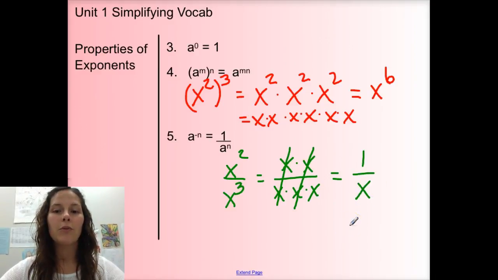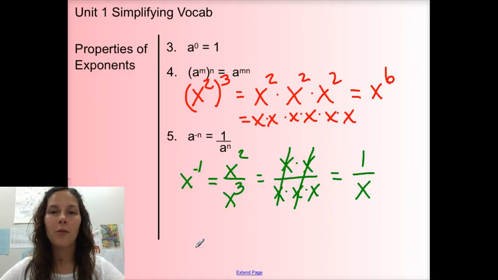Another way to think about this rule is using our dividing rule. Our dividing rule is we can subtract those exponents. We saw why this rule works yesterday. So 2 minus 3 gives us -1. So x to the negative first power equals 1 over x to the positive 1 power. So when we have a negative exponent, we flip it and the power becomes positive. If the negative exponent is in the denominator, you flip it to the numerator and the exponent becomes positive.